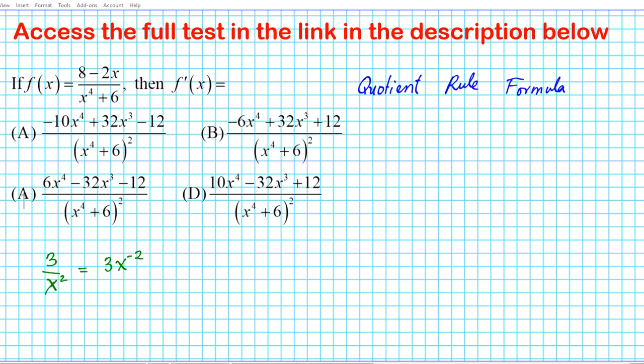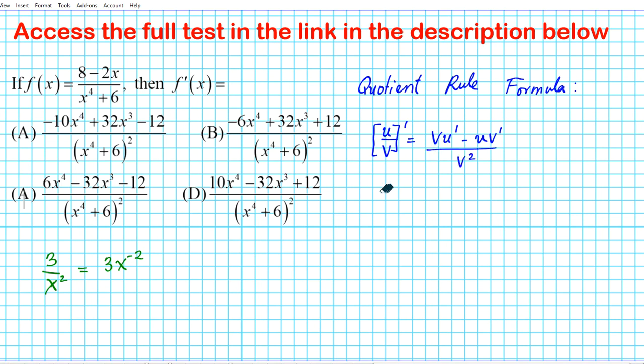Alright, so let's take a look at what the quotient rule formula is. If you have u over v, then (u over v) prime is equal to (v u prime minus u v prime) divided by v squared.